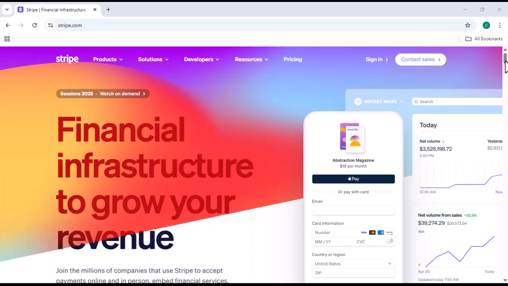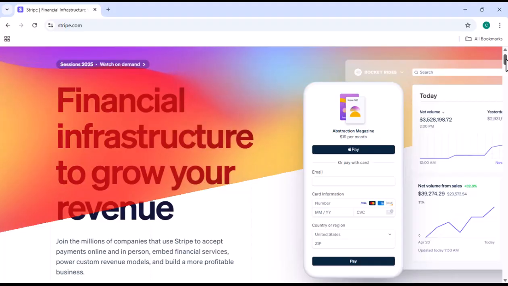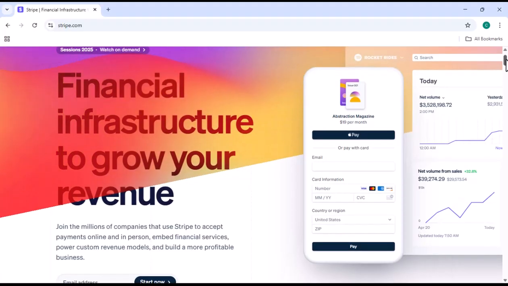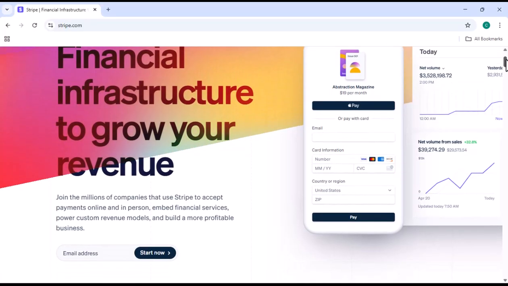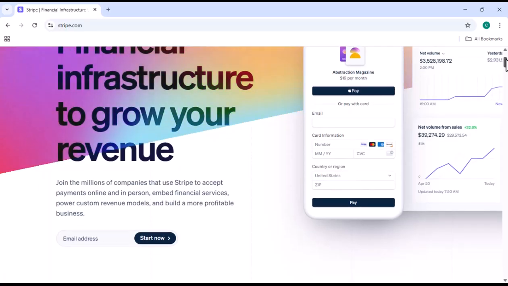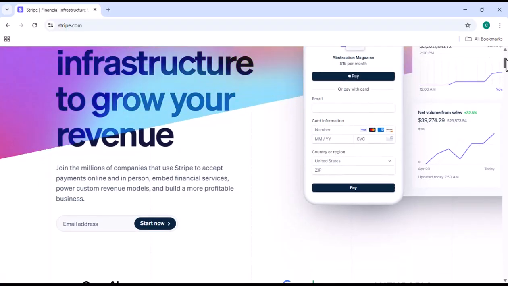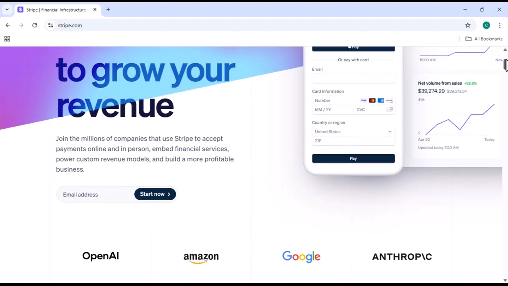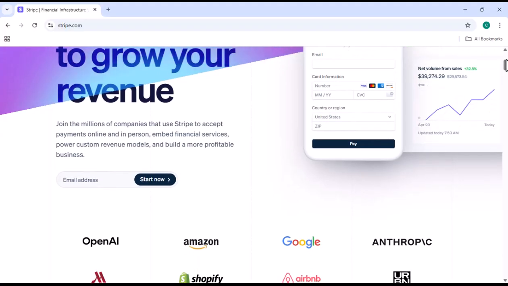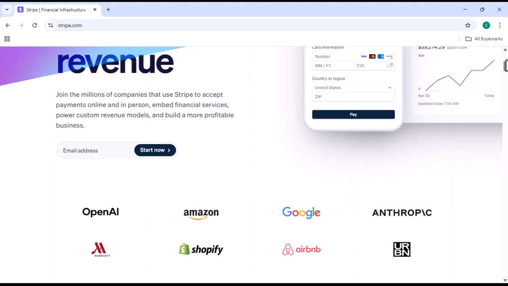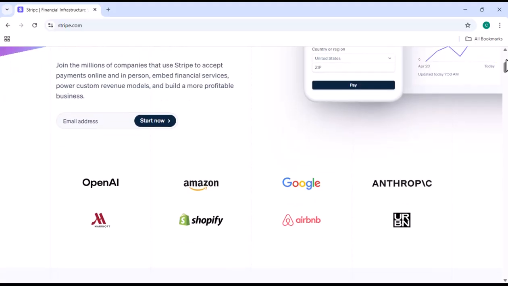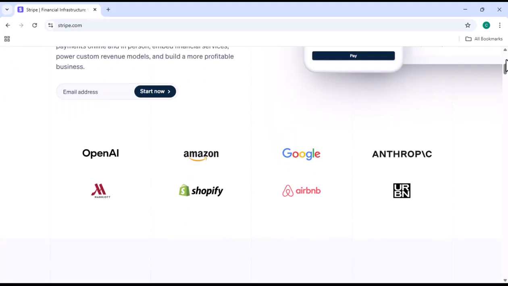Have you ever wondered if that tiny, almost insignificant online purchase is even worth processing for the company you're buying from? You know, those microtransactions, a digital sticker for 99 cents, or perhaps a single article access for $1. It brings up a crucial question for any business operating online. What's the minimum amount you can actually charge through a payment gateway like Stripe?